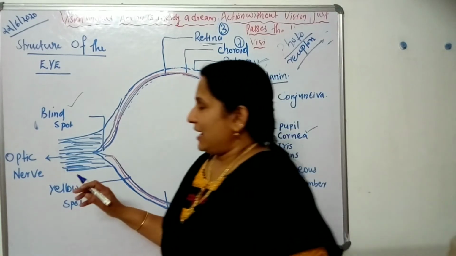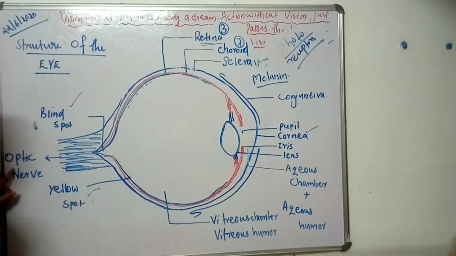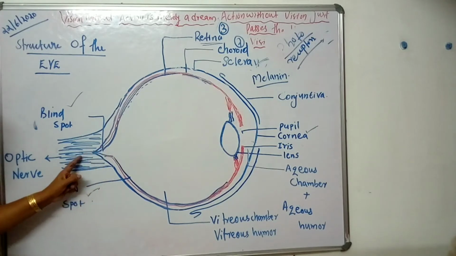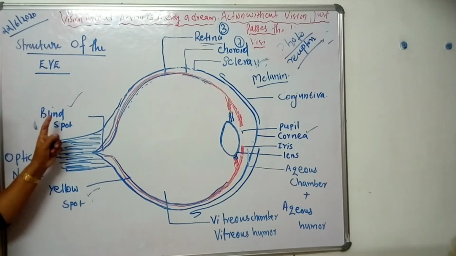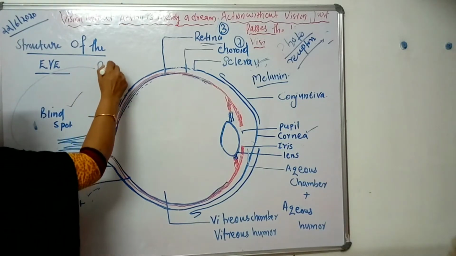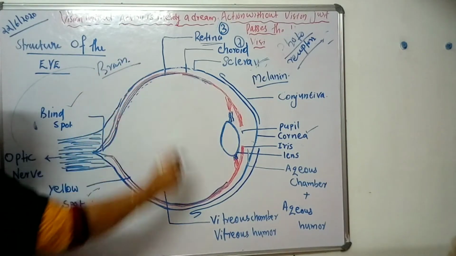Here you can see another term, that is the optic nerve. The optic nerve originates from the eyeball, this portion, and what is its function? It carries impulses to the brain.